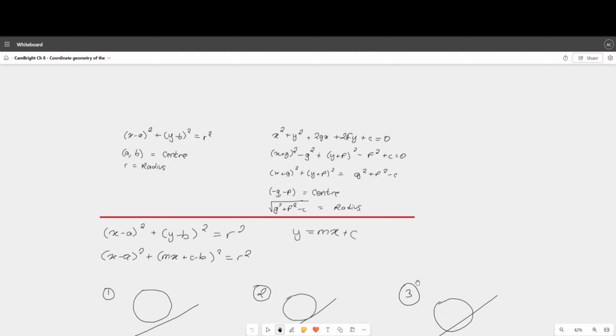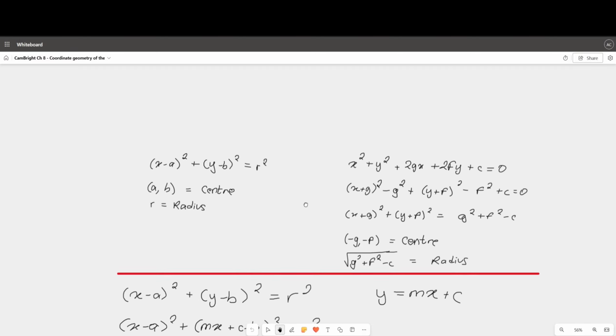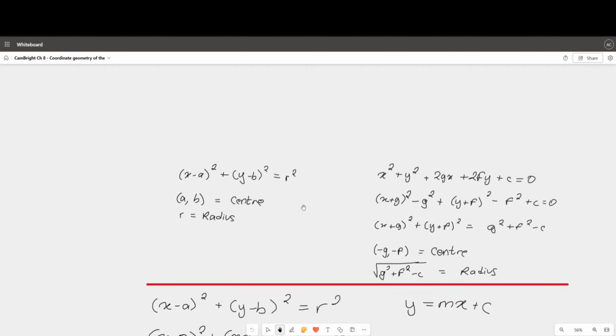Hello everyone and welcome back to the IGCSE Additional Mathematics 0606 course. Today we will be covering chapter 8, which is coordinate geometry of the circle. Let's get started. The first thing you should learn are the circle equations.